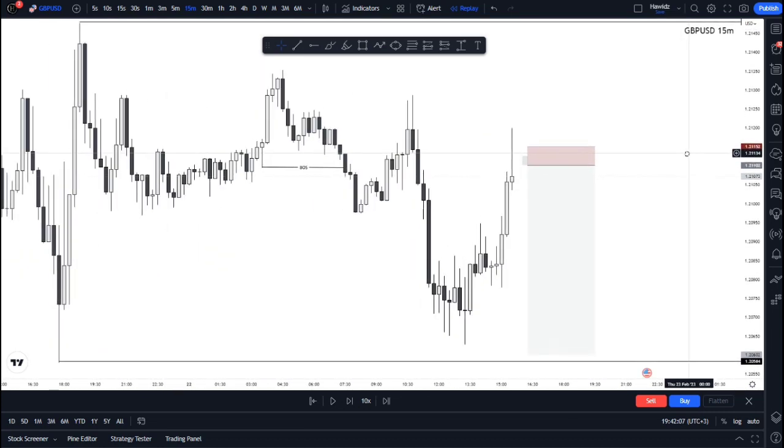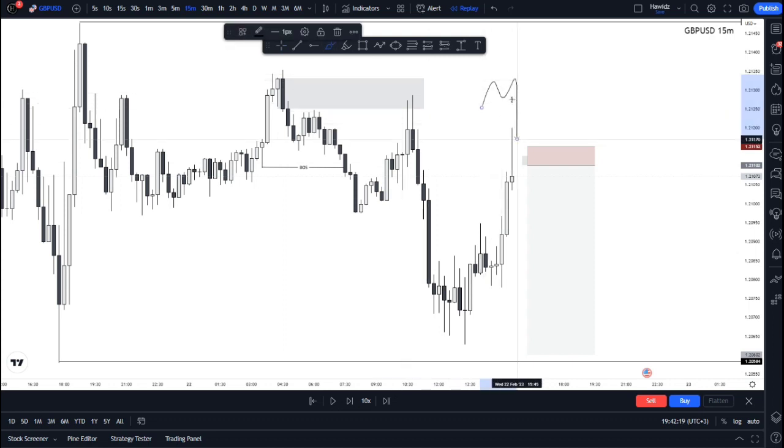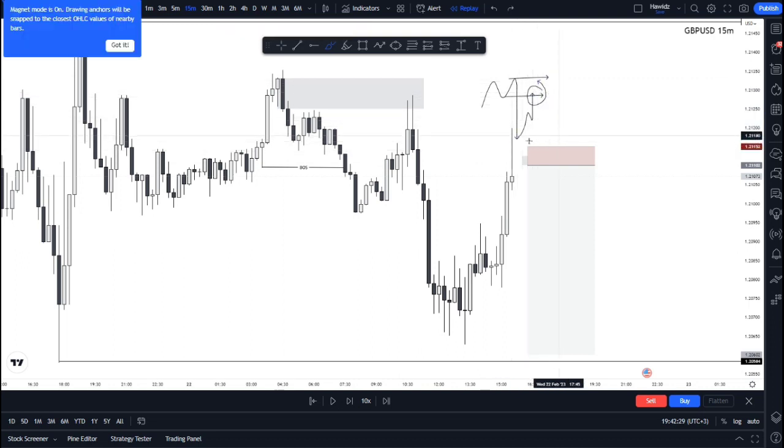So what price did was, of course, come back up and mitigate this area here of supply, right? The last buy before the sell, which is also our bearish order block. So price did that and then took off from there and then targeted the lows as usual.